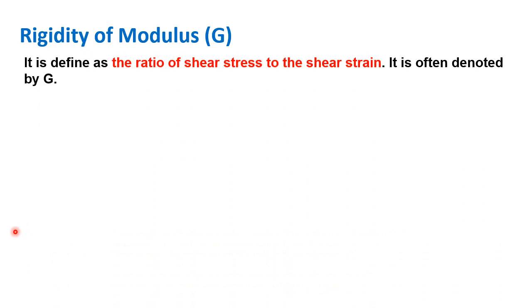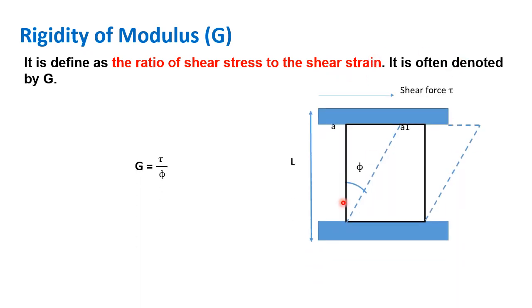Now next is modulus of rigidity. Here modulus of rigidity is nothing but the ratio of shear stress to the shear strain, and it is denoted by the term capital G. So here I'll explain what is shear stress and what is shear strain with the help of this figure.